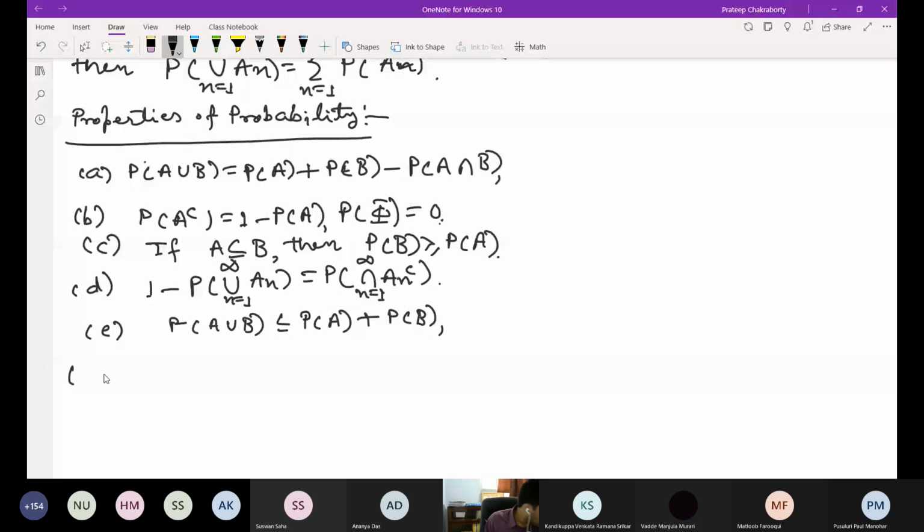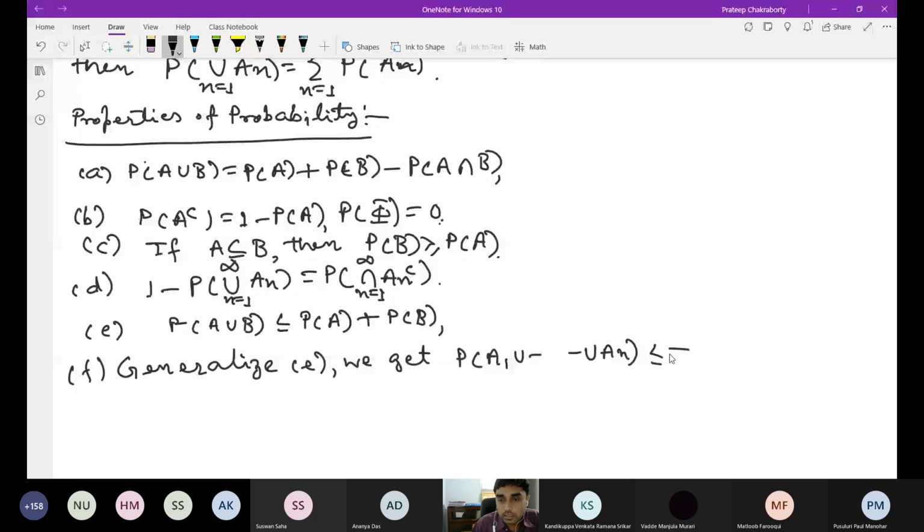Now next, if we generalize this, up to here we saw in the last class. If we generalize the last property, we get P(A_1 union ... union A_n) is less than or equal to the summation of P(A_n). Can anyone tell me how to prove this? Anyone?